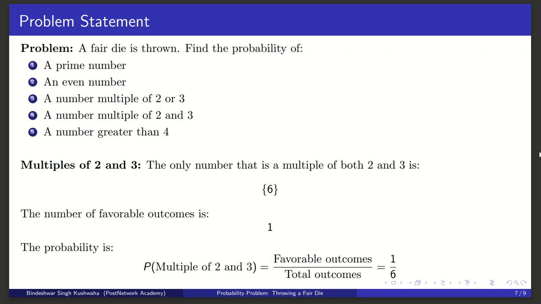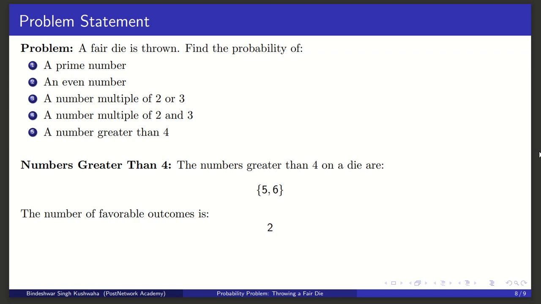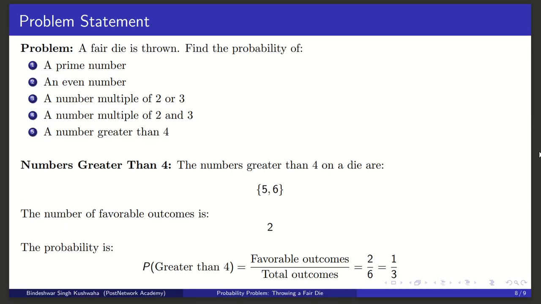Now let us see a number greater than 4. So the numbers greater than 4 are 5 and 6. So the number of favorable outcomes is 2. So the probability of greater than 4 would be 2 upon 6, which is 1 upon 3.